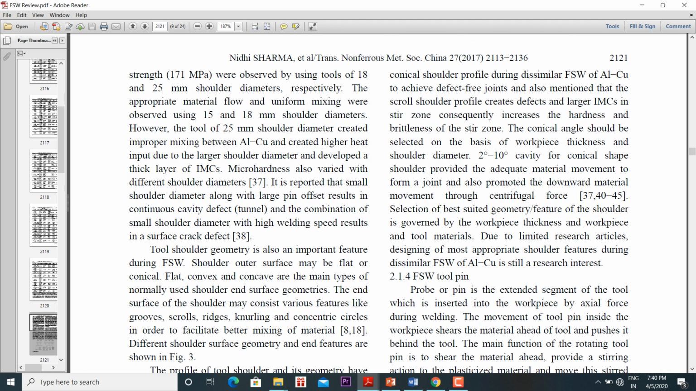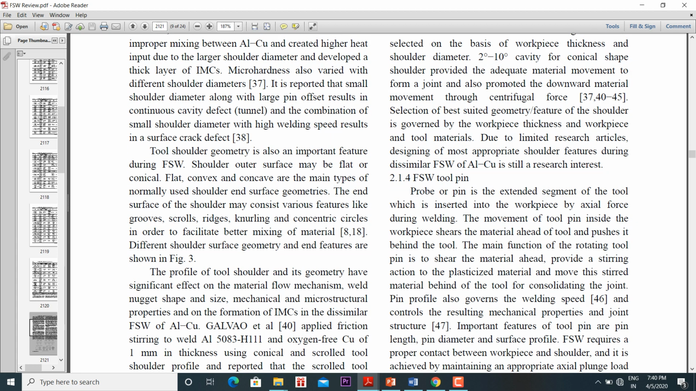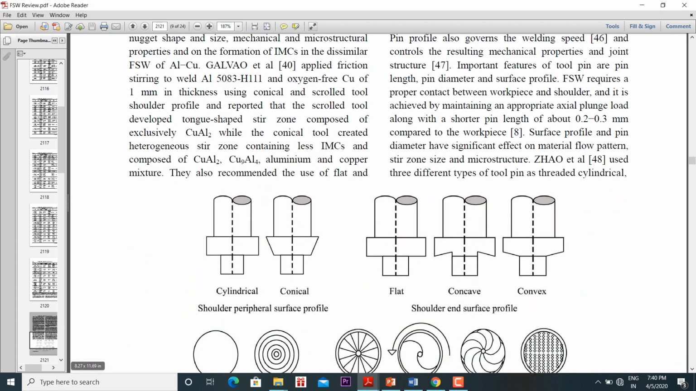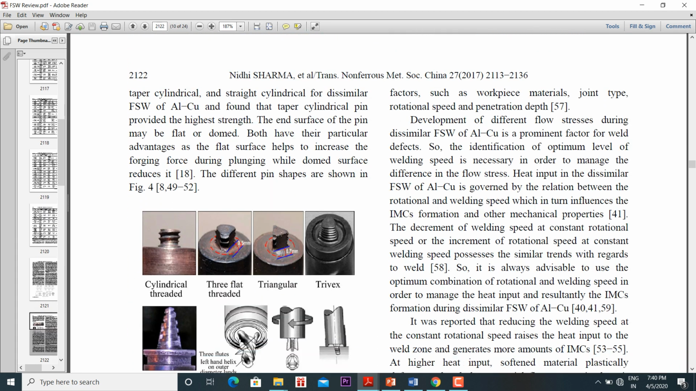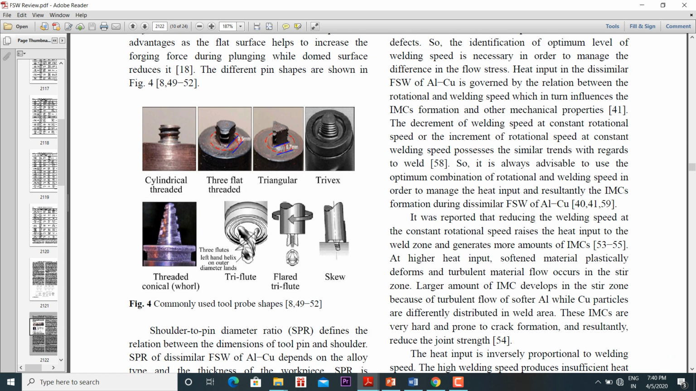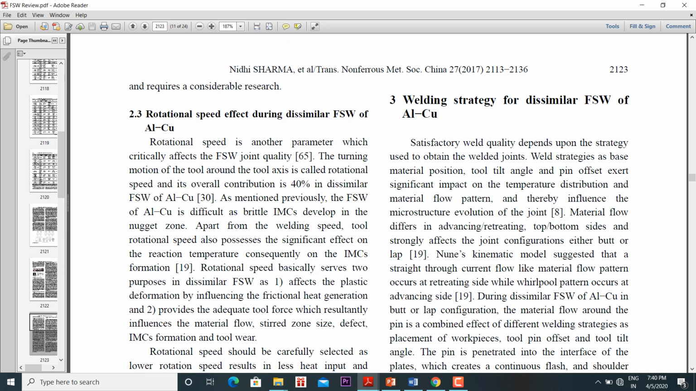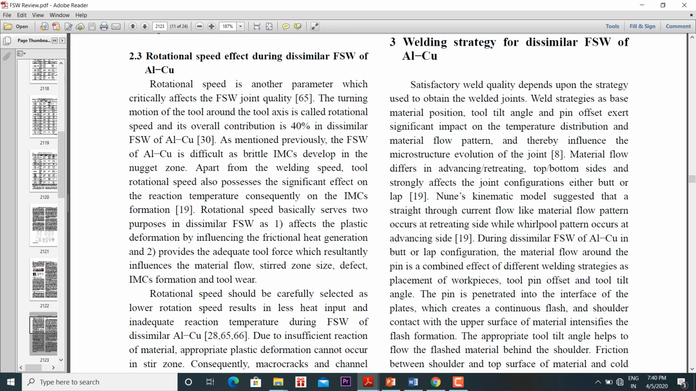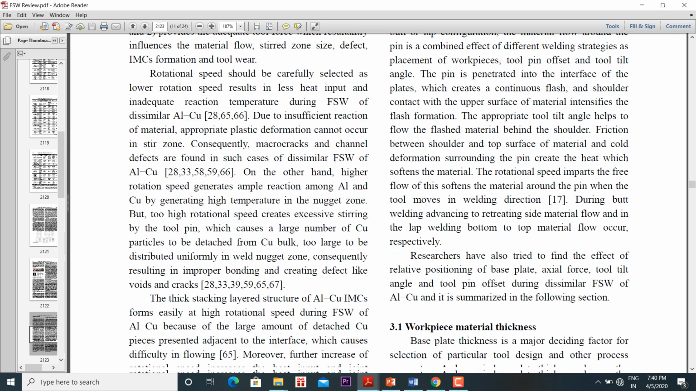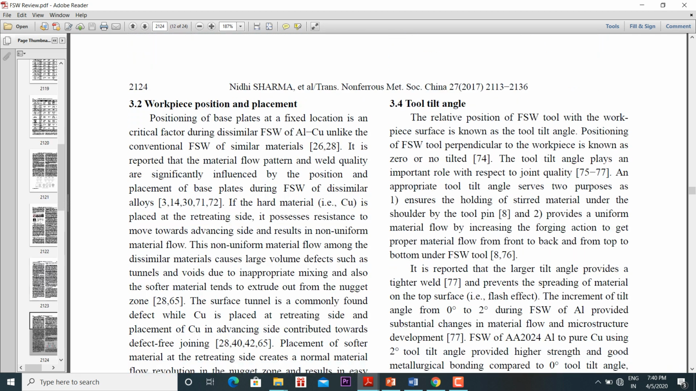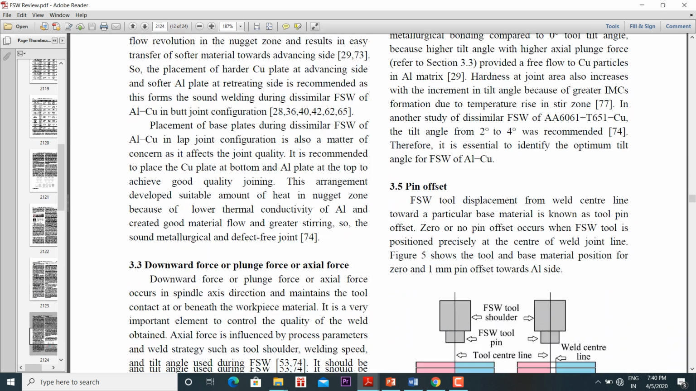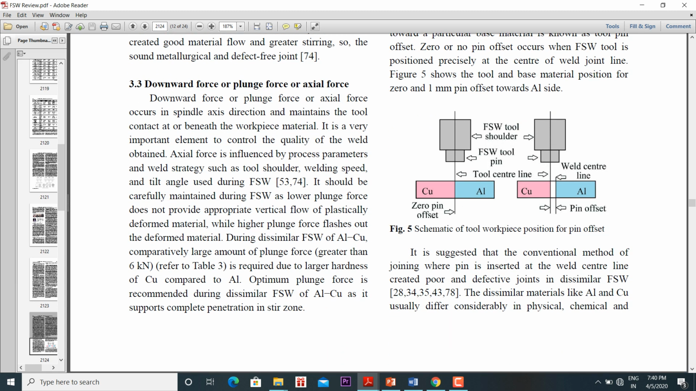Okay, then they have discussed the effect of tool pin on the weld properties. These are the different tool pins available. Which tool pin is preferred for joining aluminum to copper? Okay, then rotation speed effect, then strategy for dissimilar joints. All this information they have drafted. Then at the end, these are all individual parameters. You can see a number of parameters other than friction stir welding. They have discussed the individual parameter effect on aluminum copper dissimilar joints.